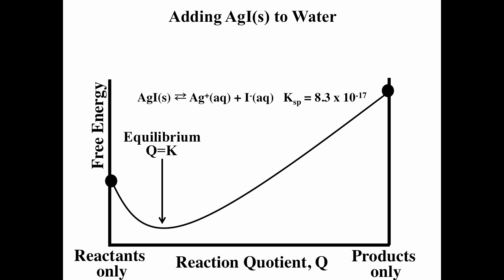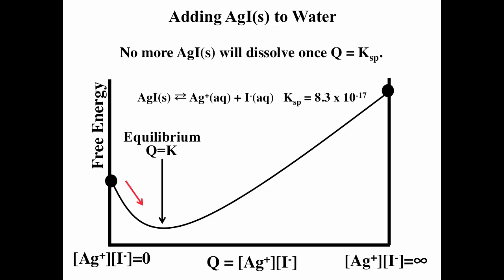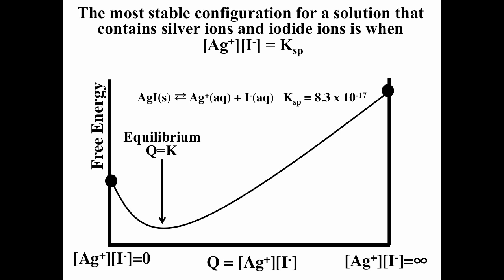And so if we add silver iodide to water, enough silver iodide will dissolve until we get to that minimum. Remember, systems want to get to the minimum in free energy. So you add silver iodide to water, it will dissolve until you get to that minimum. If you keep on adding more silver iodide to the water, no more will dissolve. The most simple configuration for a solution is when the silver ion concentration times the iodide concentration equals the KSP, which in this case is 8.3 times 10 to the minus 17th.